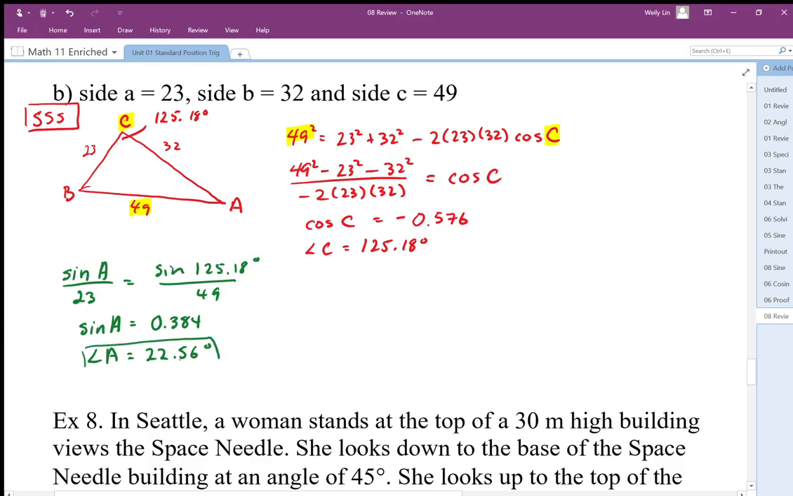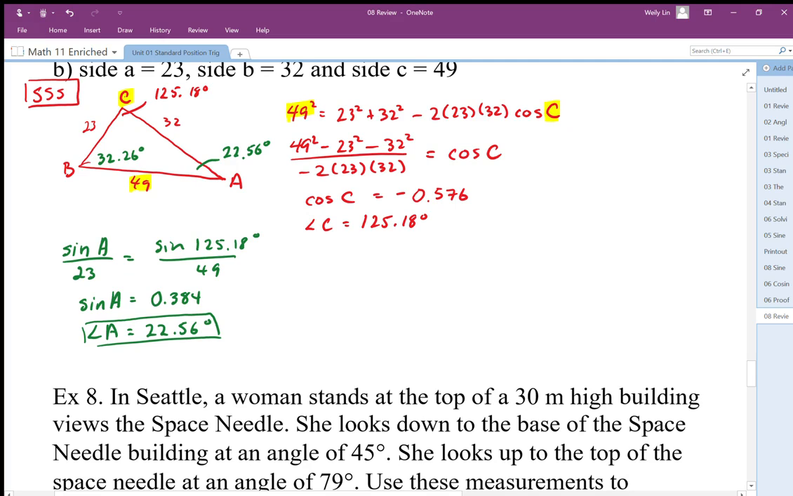So there's my angle A, 22.56 degrees. And then using deduction, we can subtract from 180 to find the other one. The third angle is going to be 32.26 degrees. So there's using the cosine law and the sine law to be able to solve for the three angles of that triangle.